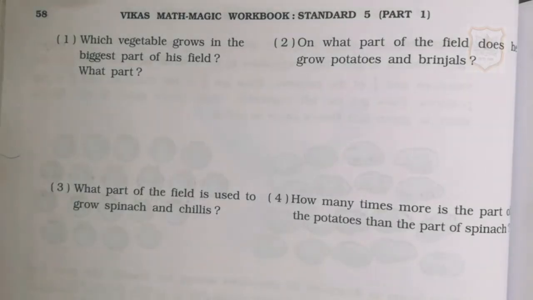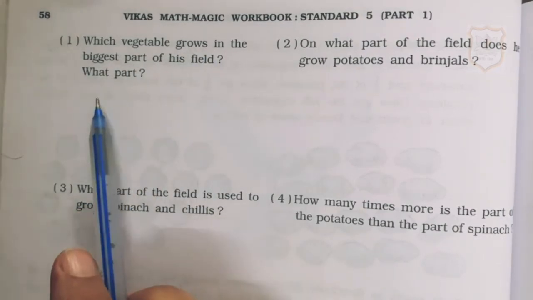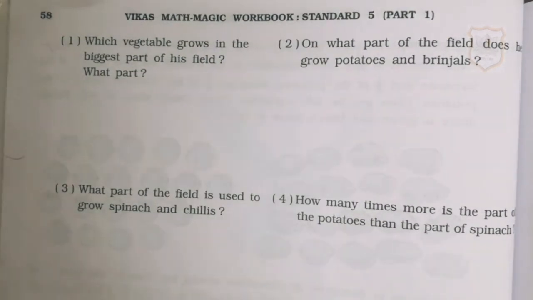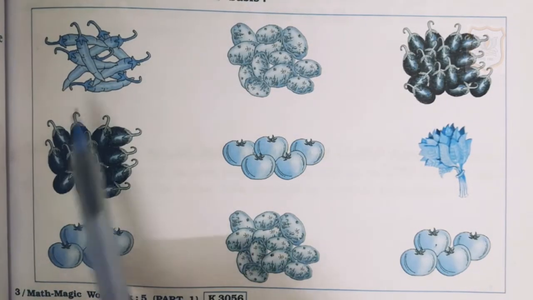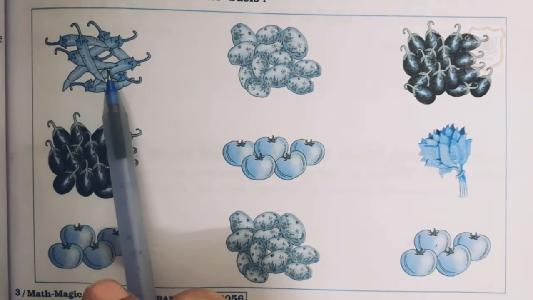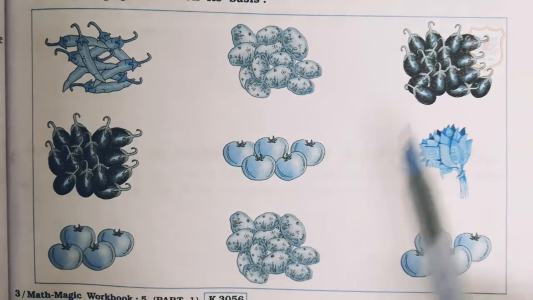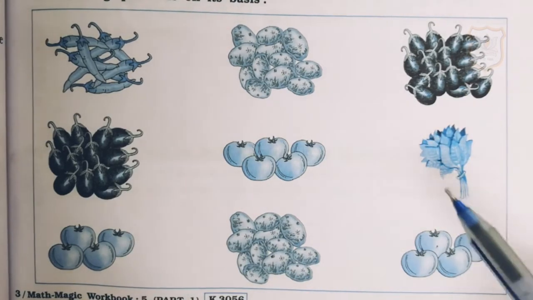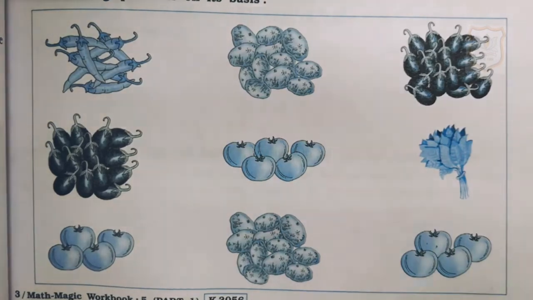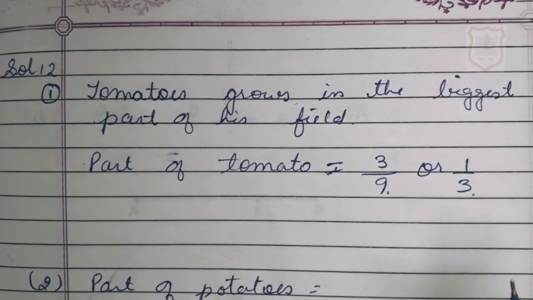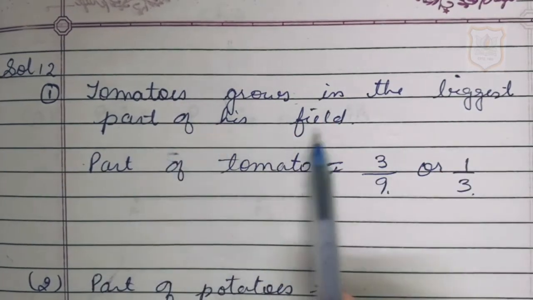First part of question number 12. Which vegetable grows in the biggest part of his field and what part? Students, here in the picture you can see that chilies are only in 1 part of the field, potatoes grow in 2 parts, brinjals also in 2 parts, spinach in 1 part, and tomatoes in 1, 2 and 3 parts. So the solution for first part of question number 12 is tomatoes grow in the biggest part of his field.